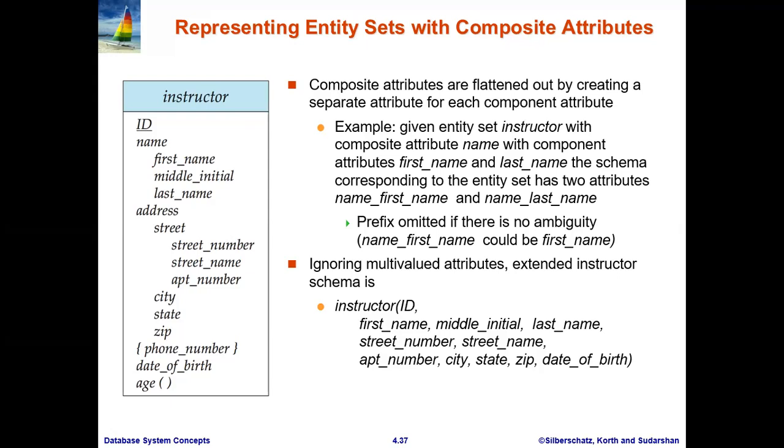So we are ignoring the multi-valued attribute, and the derived attribute is not part of the instructor entity, which is derived based on the value of an existing attribute, and that is date of birth.